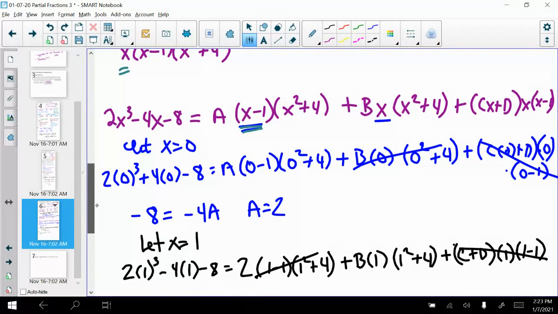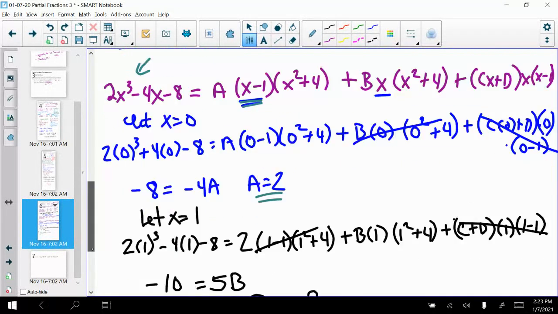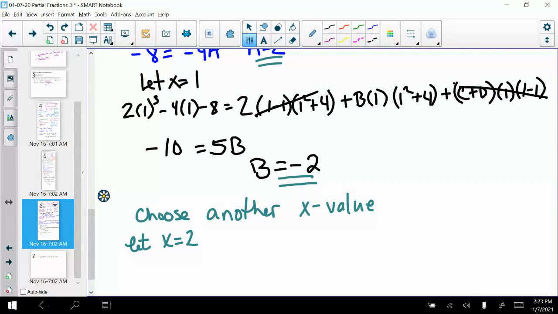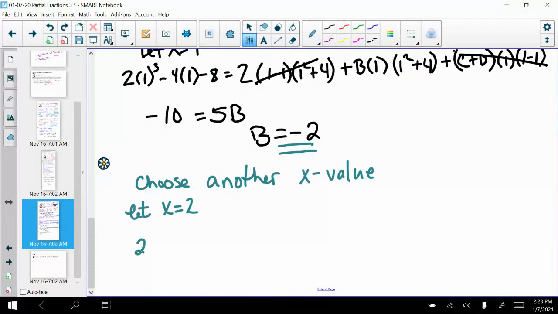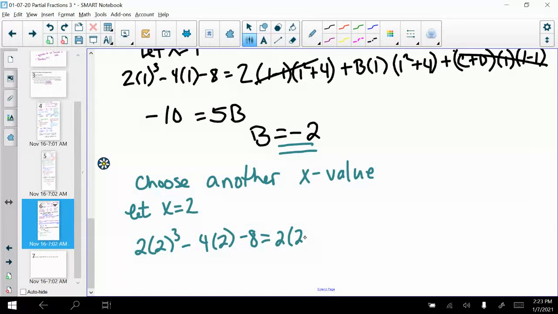So we're going to substitute back in. So replacing in this equation all of our x's, and then don't forget to use the A and the B that it already found, go ahead and use those values as well. All right, so it's 2x cubed minus 4x minus 8 equals A, and A is 2, times x minus 1 times x squared plus 4, plus B, so minus 2 times x times x squared plus 4.